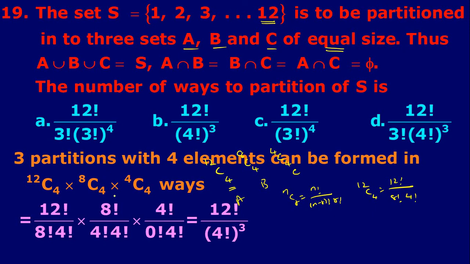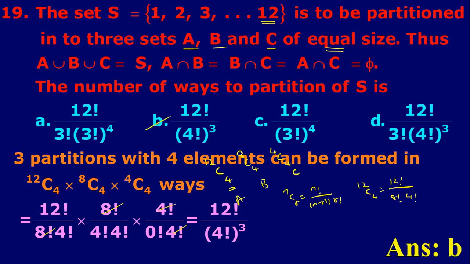So next it is 8C4. 8C4 is 8 factorial divided by 4 factorial into 4 factorial, into 4C4. 4C4 is 1, or you can write it as 4 factorial divided by 0 factorial into 4 factorial. Here 4 factorial cancels, 8 factorial cancels, remaining is 12 factorial divided by 4 factorial whole cube, which is option B. So here the correct option is option B.